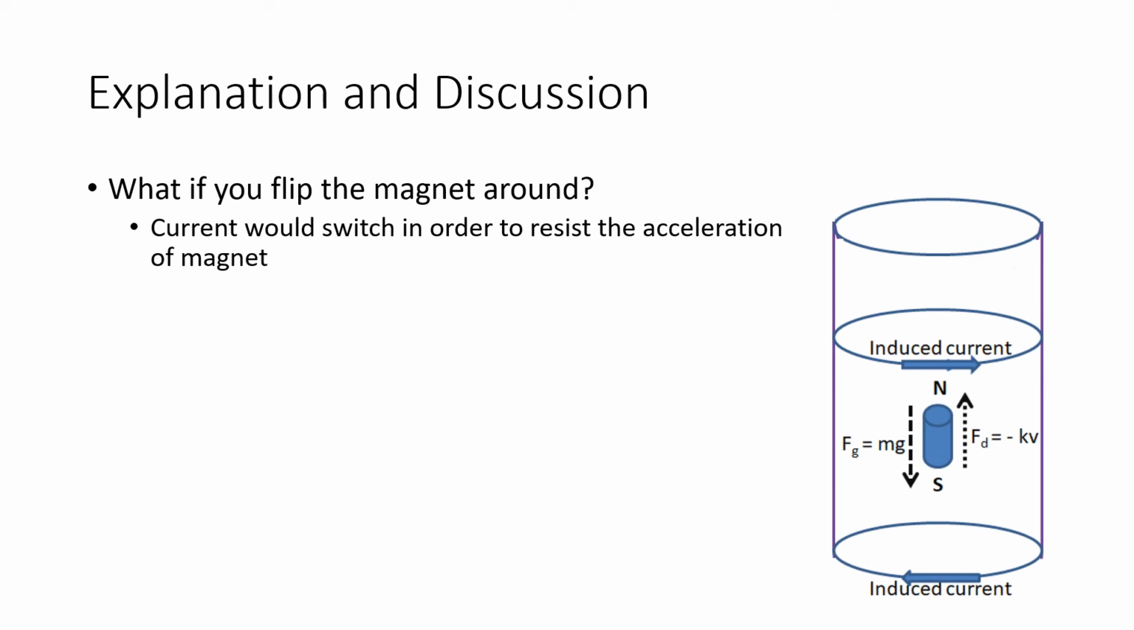Explanation discussion, basically you can see there how the current works. And if you flip the magnet around, it would actually switch the current. In order to resist the acceleration of the magnet, it would just have to adapt to the new changes. So it would swap the current around to continue the resistance.